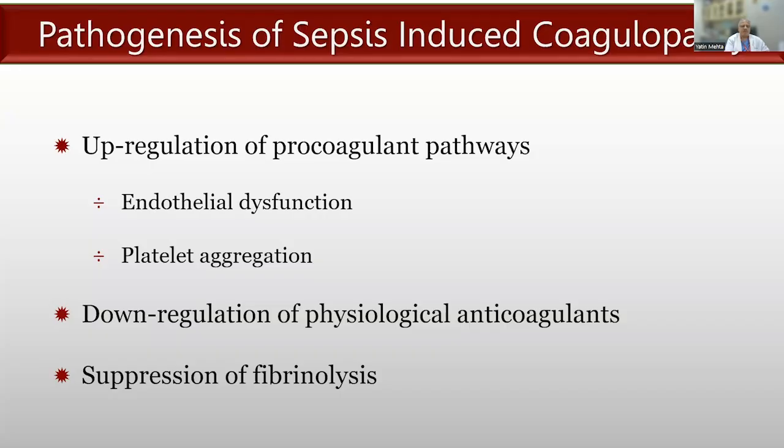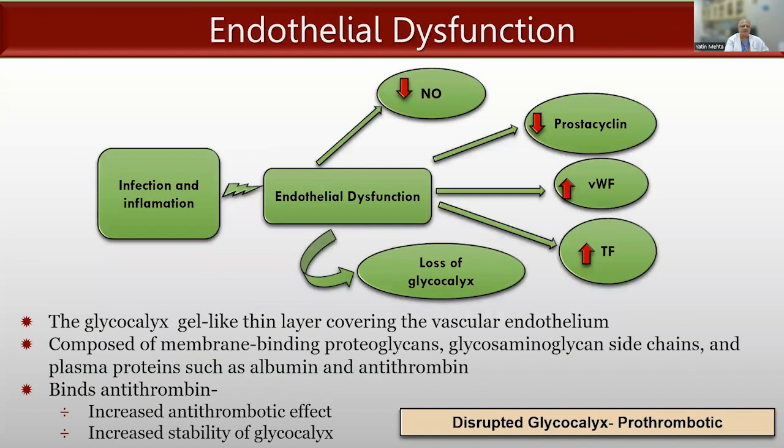So on one hand, because of platelet aggregation and endothelial dysfunction, the procoagulant pathways are activated. You get microvascular thrombi. On the other hand, the anticoagulation system is down-regulated, that is, fibrinolysis is suppressed. So with infection and inflammation, endothelial dysfunction occurs, and nitric oxide is reduced. Prostacyclin is also reduced. Von Willebrand factor and tissue factors are increased, and there is a loss of glycocalyx.